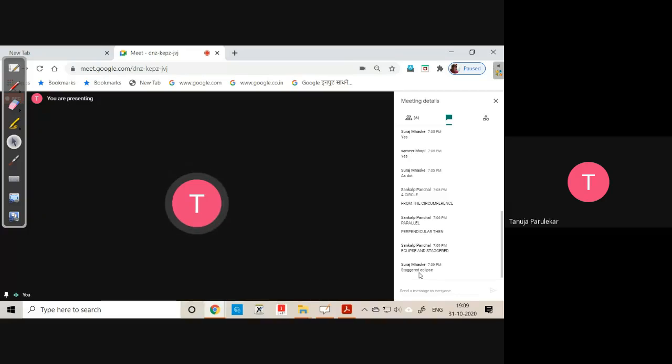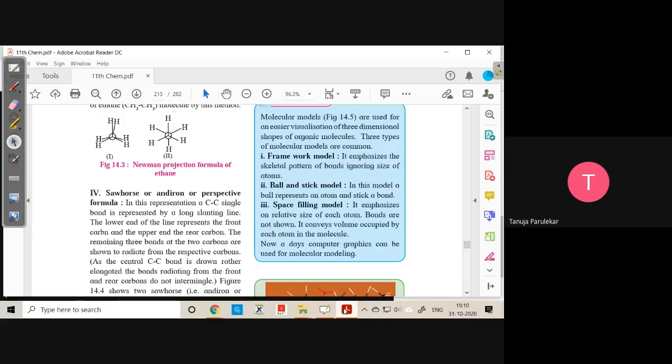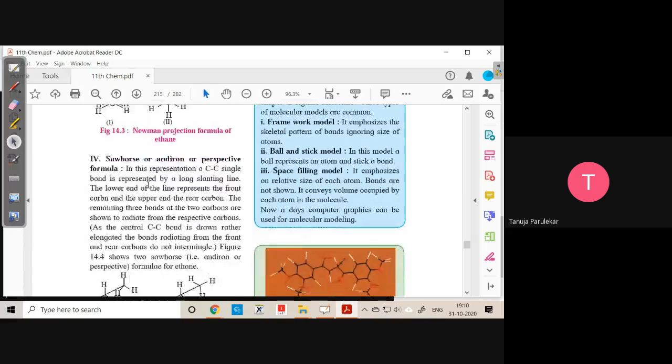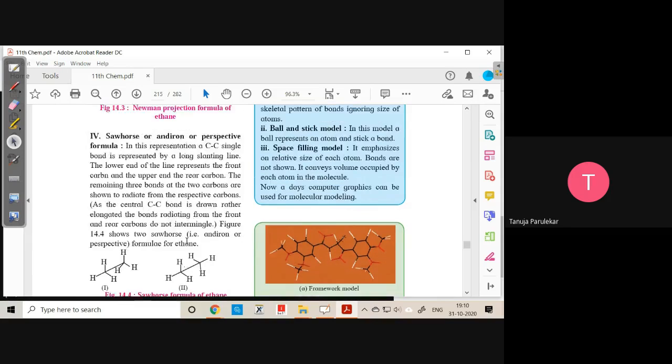In this, Fischer is done, Newman projection is done, now the Sawhorse projection. How is the Sawhorse projection formula? It is placed at 45 degrees with respect to the sheet of paper or the screen, whatever the medium is. Very true, at an angle of 45 degrees. So remember this. It makes an angle, slightly slanting, a long slanting line, wherein you can show these bonds, staggered and eclipsed.